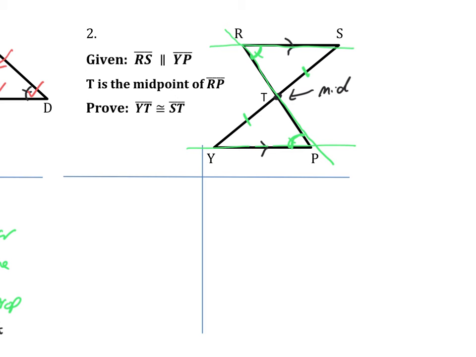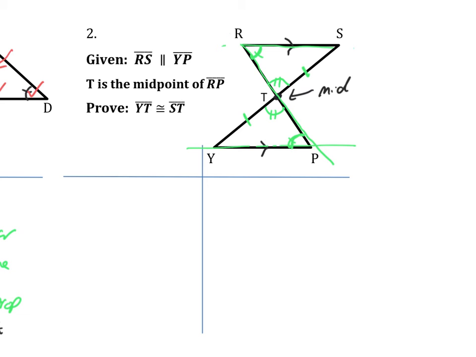Okay, so let me get rid of some of these marks. And then we need to add a little bit more information. What I'm going to add is that I see a pair of vertical angles right here. So that's all I can deduce about this, or infer about this figure, from what I was given. So I have an angle.